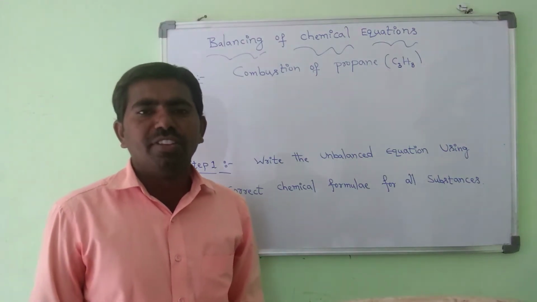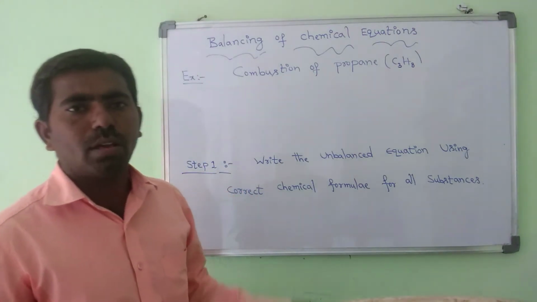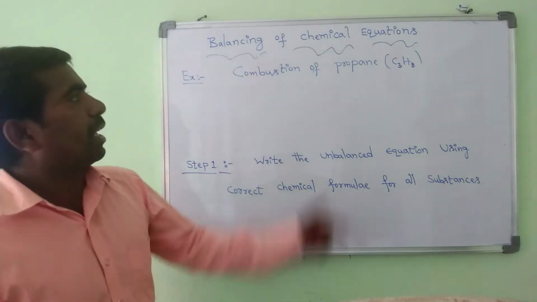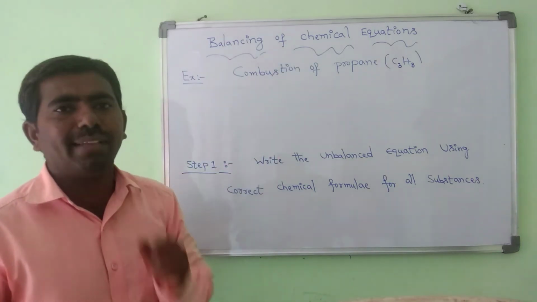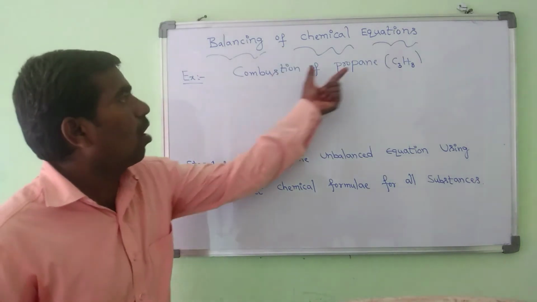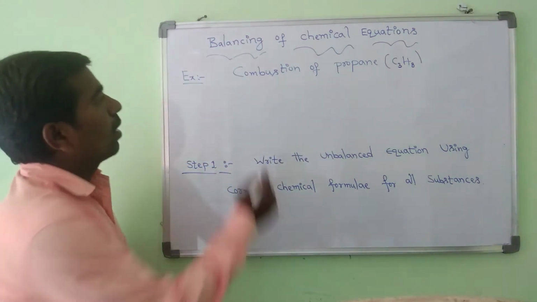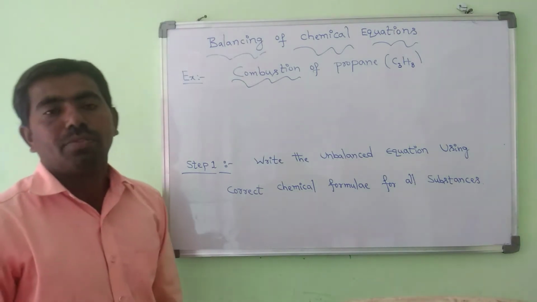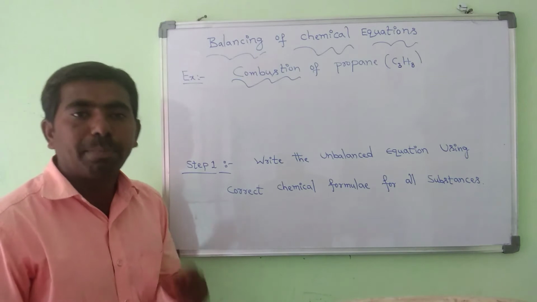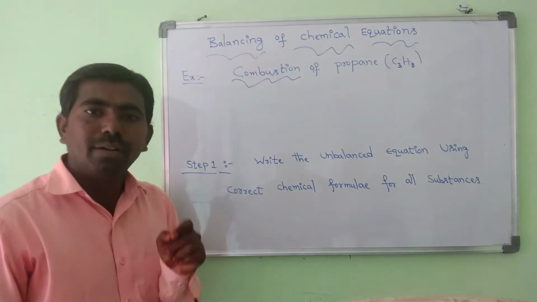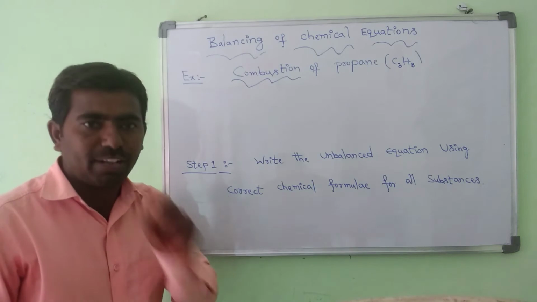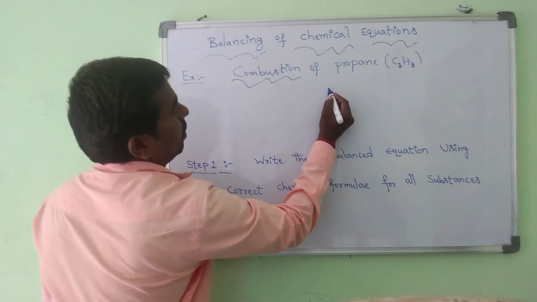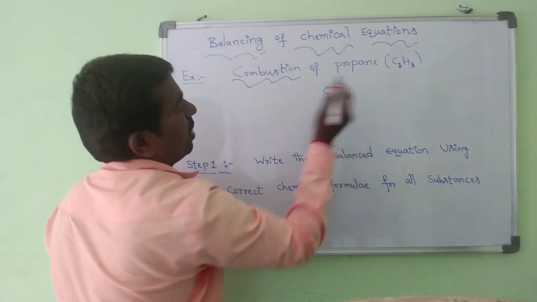Dear students, in this class we are going to discuss the concept of balancing of chemical equations. For explaining this concept, I am taking one example, that is combustion of propane. Combustion means the burning of substances in the presence of air, particularly in the presence of oxygen. Now I am taking that substance, C3H8. It is propane.